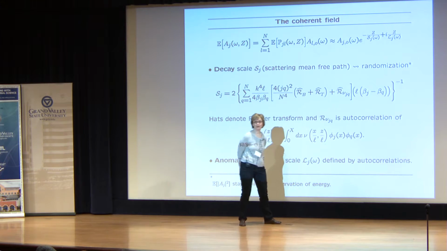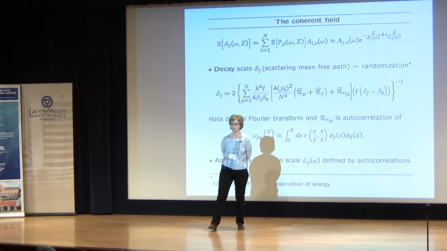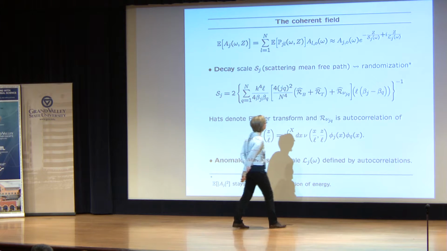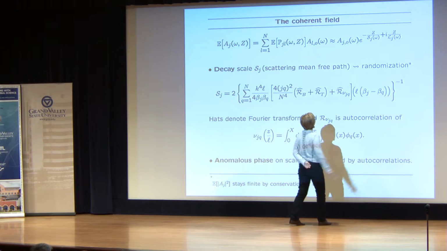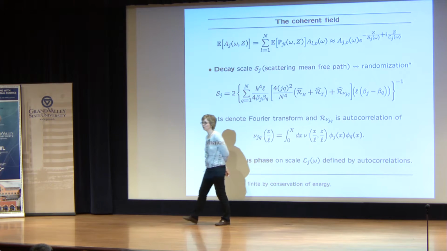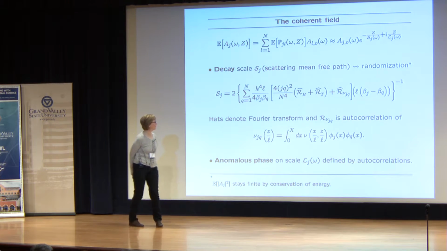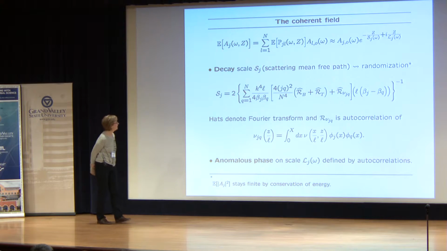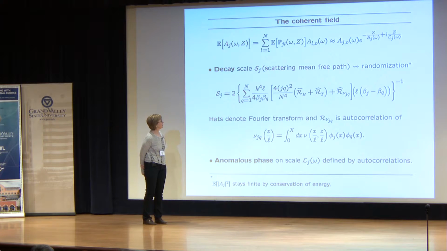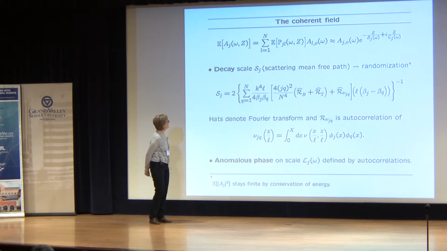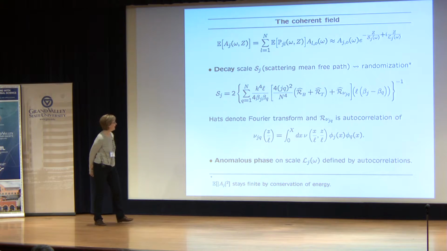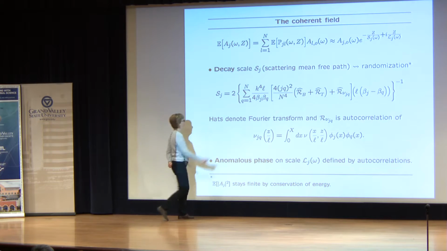So AJ0 are the mode amplitudes in the absence of the complex environment. Okay? And then the complex environment introduces this exponential there. So there are two effects due to the scattering in the random environment that we see in the coherent field. The first one is a decay of the mean on a scale which is denoted here by Sj. So this is known as the scattering mean-free path.